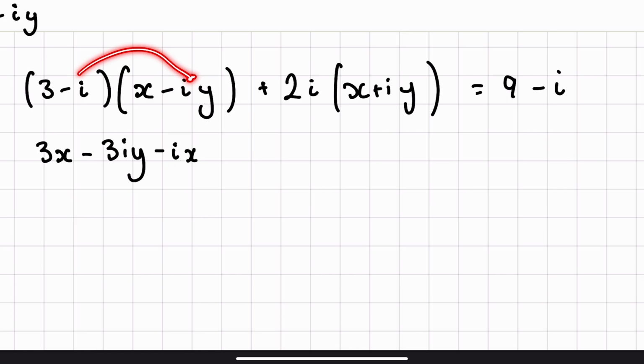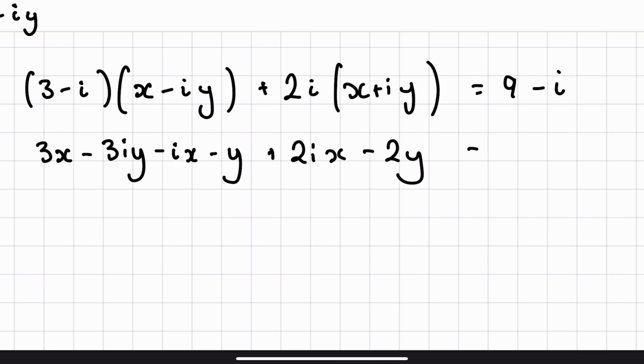Positive i squared is negative 1. So I'm just left with negative y. Okay. Plus 2ix. And now again, 2i times i is i squared. That becomes minus 2, so minus 2y. That equals 9 minus i.